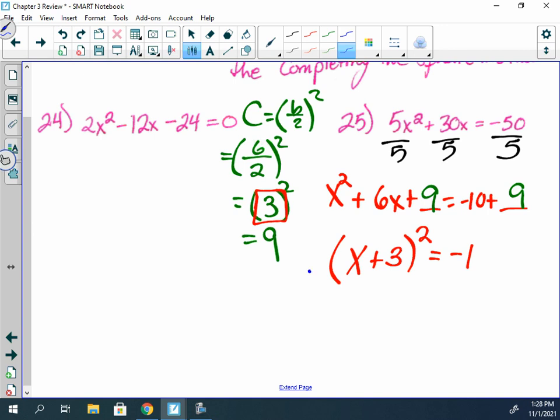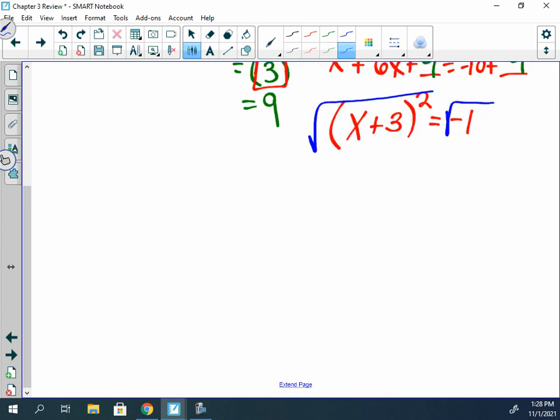Well, the next thing we would do is square root both sides, because the square root and square would cancel, leaving us with x plus 3 is equal to plus or minus the square root of negative 1, which is i. Because by definition, i is the square root of negative 1.